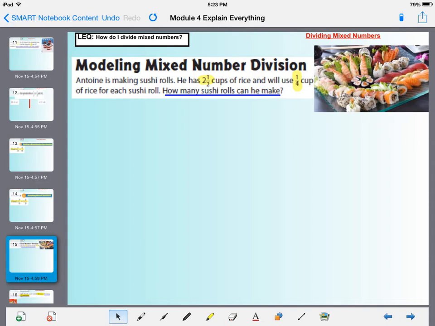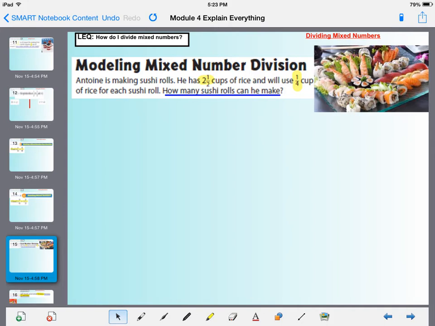Okay, let's try dividing fractions with real world situations. So in this example, we're making sushi rolls. This gentleman has 2½ cups of rice and he will use 1/4 cup of rice for each sushi roll. Asking us how many sushi rolls can he make. Again, we want to think about what number we are dividing. That's the dividend, that's the number that goes first.